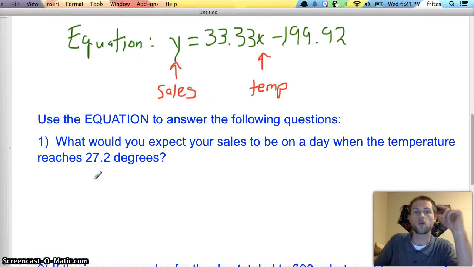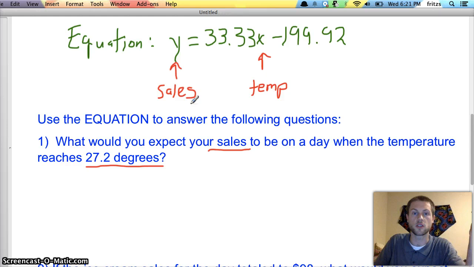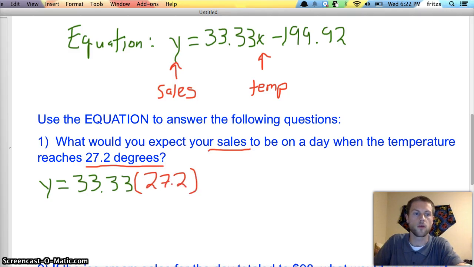So, first one, what would you expect your sales to be, looking for sales, on a day when the temperature reaches 27.2 degrees? So going back to our equation, we want to know the sales, and we have the temperature. So we're going to plug in the temperature and solve for sales. So let's plug it right into the equation. Y equals 33.33 times my temperature, 27.2, minus 199.92.